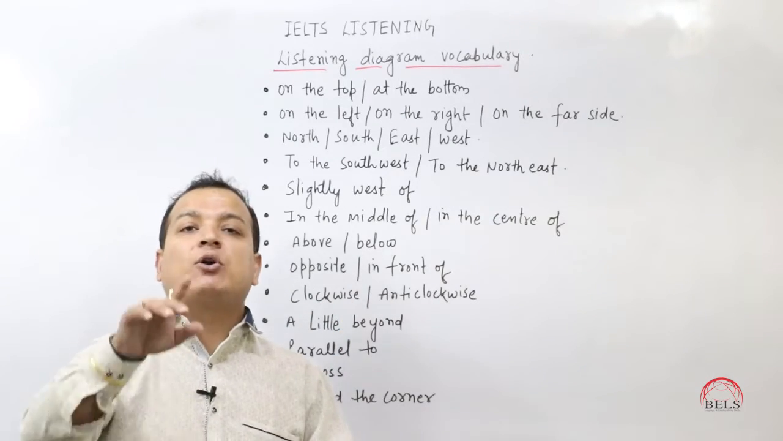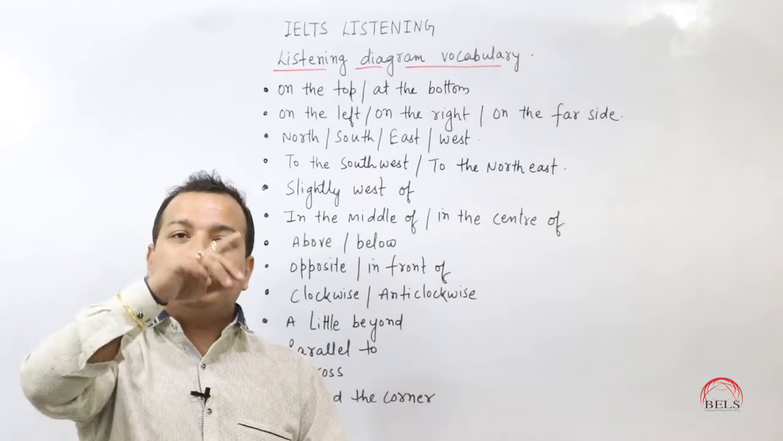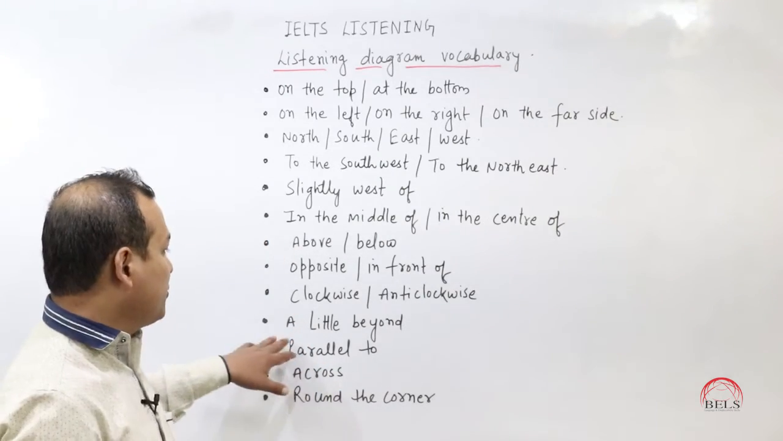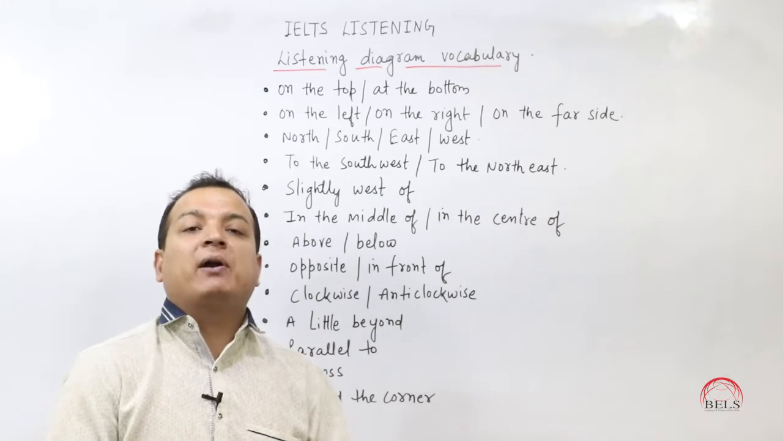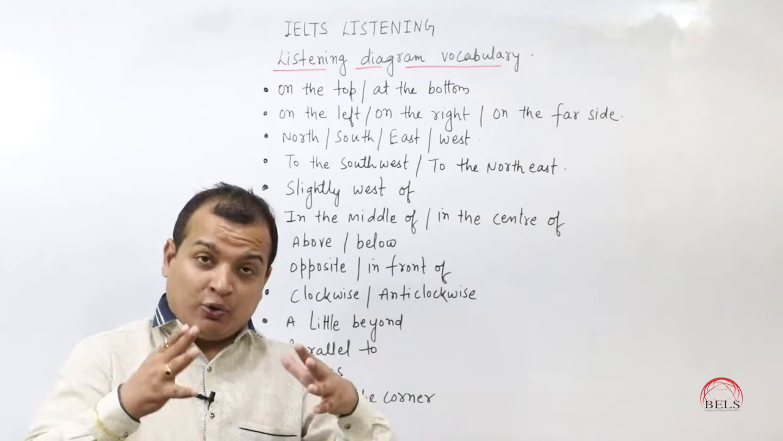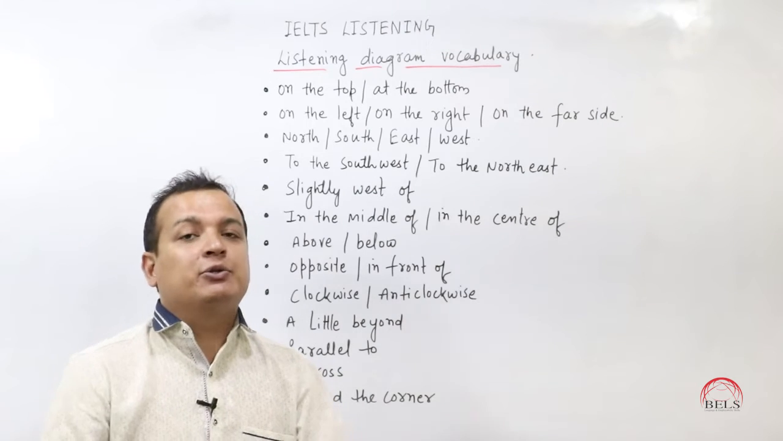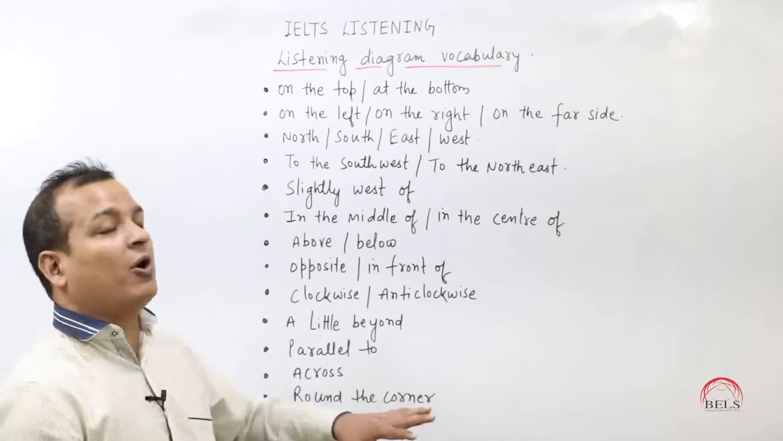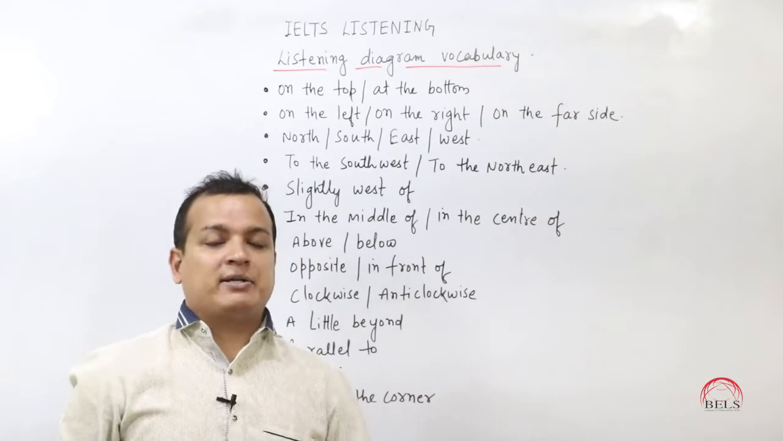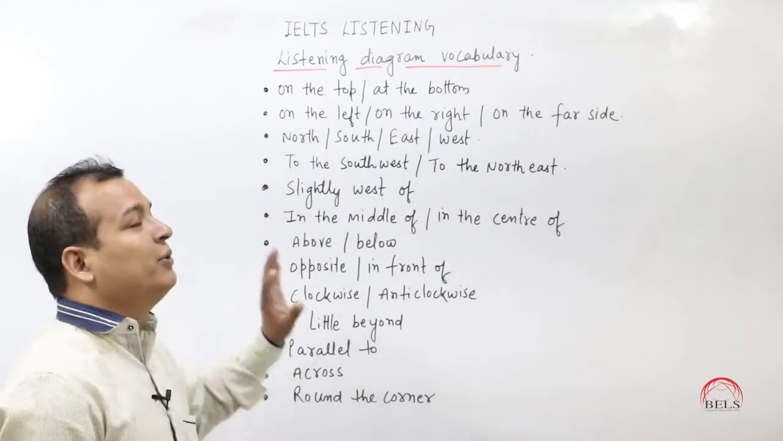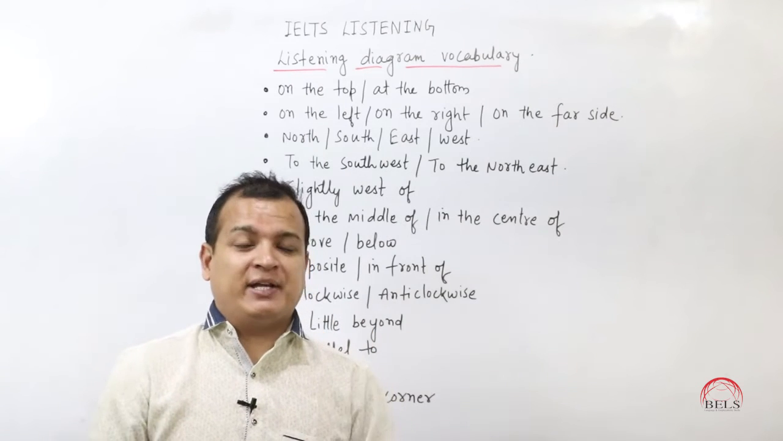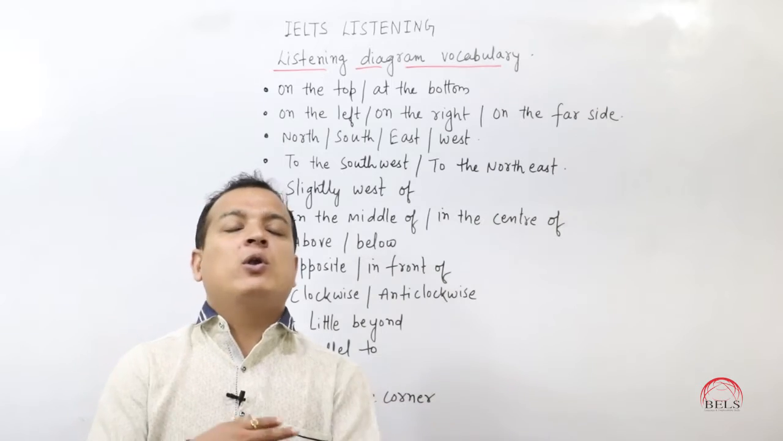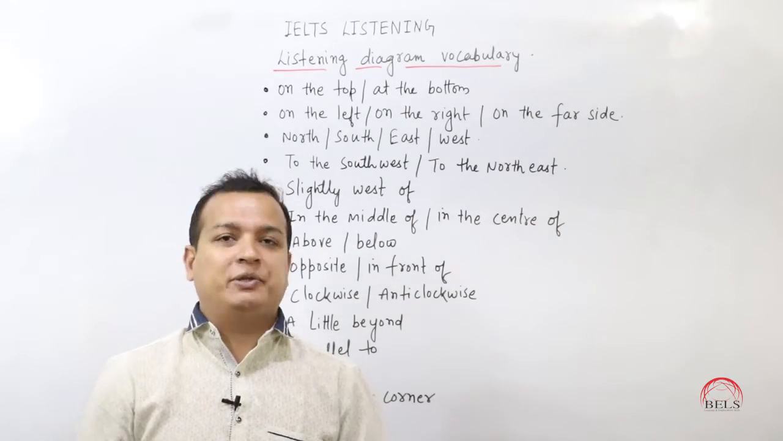Clockwise and anti-clockwise: clockwise will be straight and anti-clockwise will be the opposite of that. A little beyond of that. Parallel to: if something is going parallel to Harper Lane, you need to go parallel to that. Across that, on the other side, around the corner, you'll find it there. These words are very important to keep in mind, and once you practice the diagrammatic part, after some time you'll feel all answers are coming correct. There will be no issue with that.